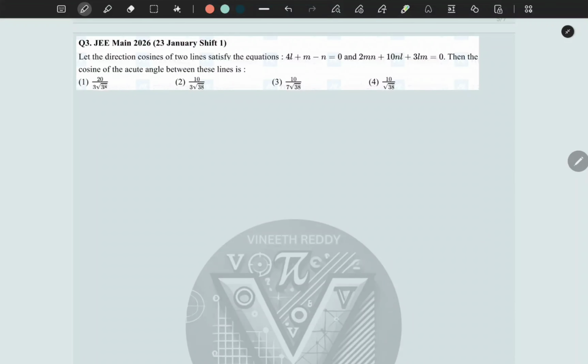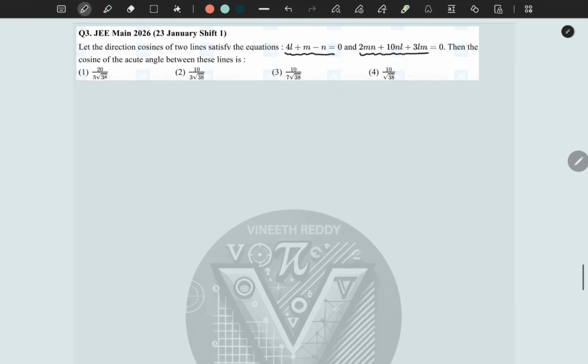Hello students, in this video we will be discussing an important model from the chapter 3D geometry. The question says: let the direction cosines of two lines satisfy the equation 4l + m - n = 0 and 2mn + 10nl + 3lm = 0. Then the cosine of the acute angle between these two lines is?